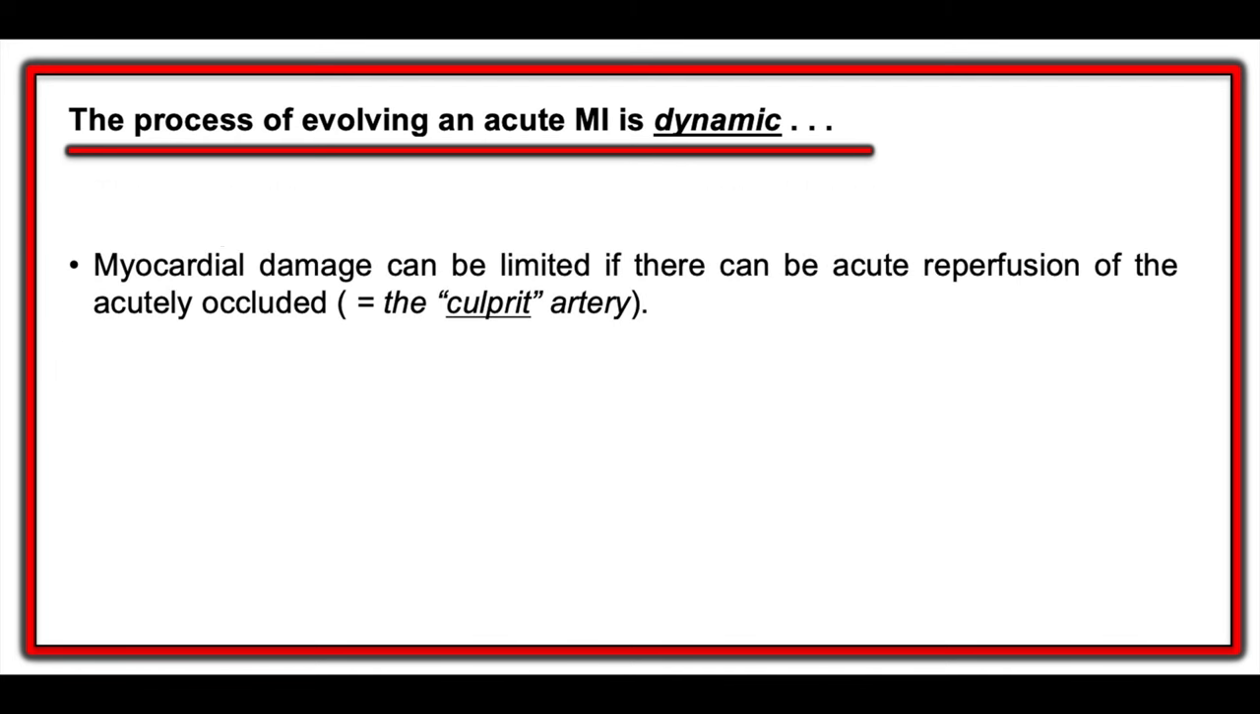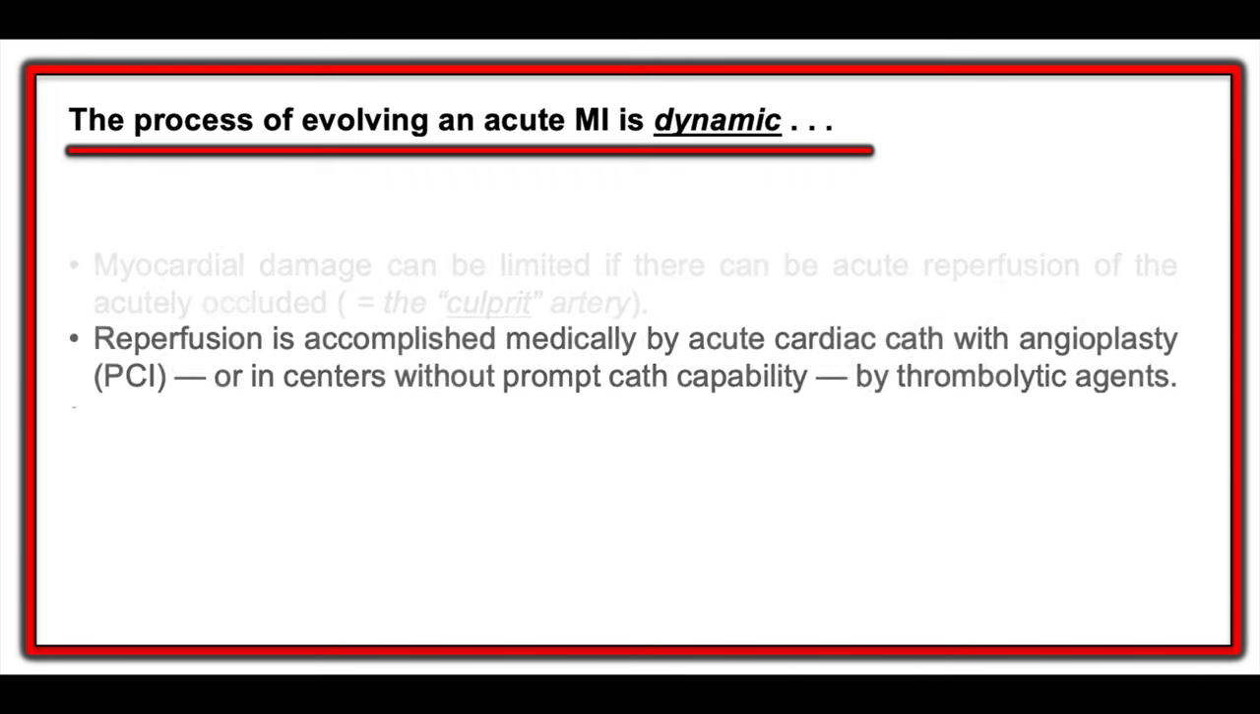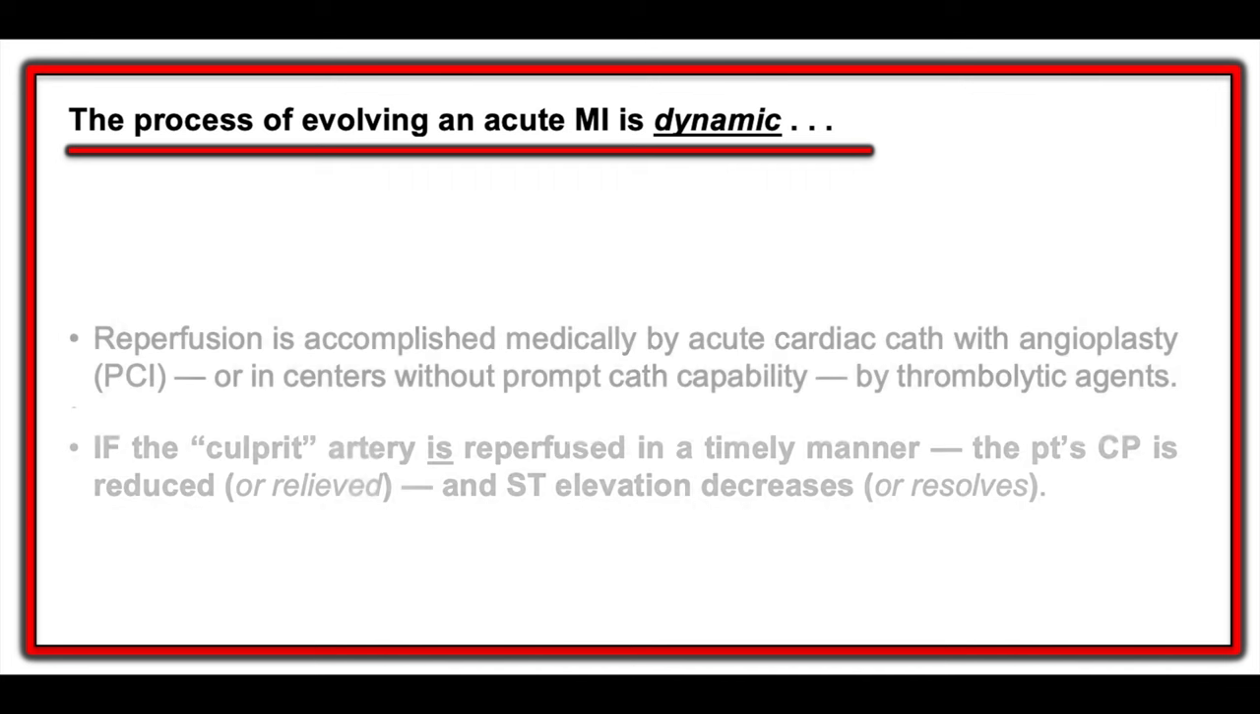Myocardial damage can be limited if there can be acute reperfusion of the acutely occluded or culprit artery. Reperfusion is accomplished medically by acute cardiac cath with either angioplasty that opens the vessels, or if you're in a center that doesn't have prompt cath capability, you can use thrombolytic agents. I think angioplasty and acute cath is better in 2023, but thrombolytics may work fine if you don't have that.